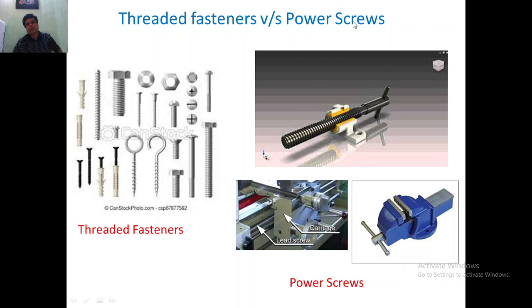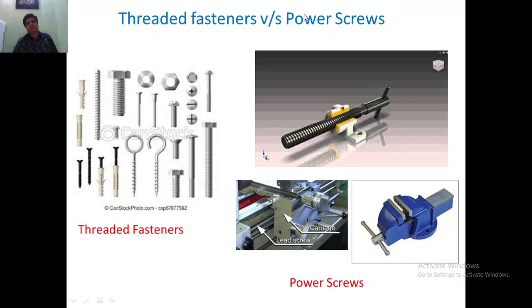So screw is a word which relates to the threads, and the word power relates to transmitting the power or the force applied in the mechanical system through this element called power screws. So this is the basic difference between threaded fasteners and the power screws. You have studied designing threaded fasteners in the previous sessions as per your syllabus.